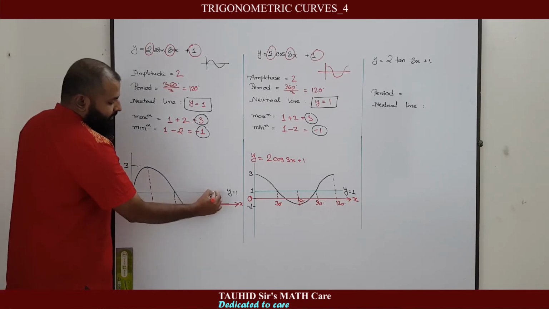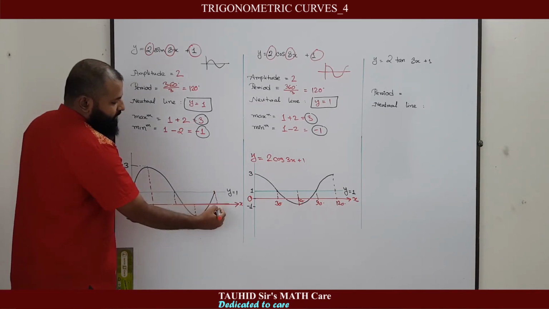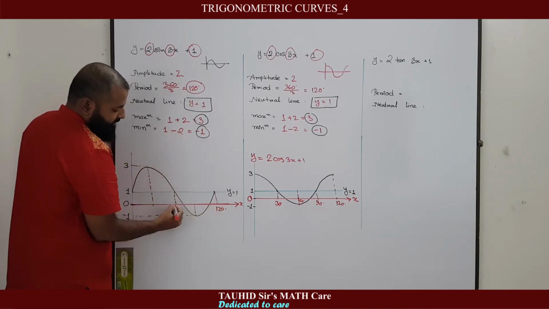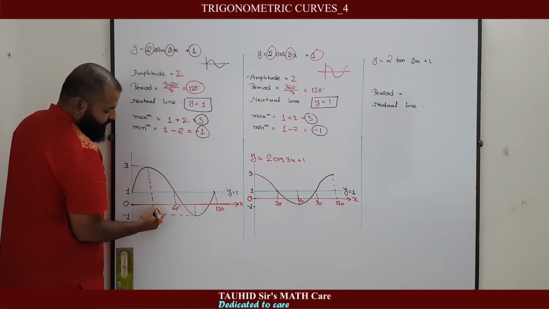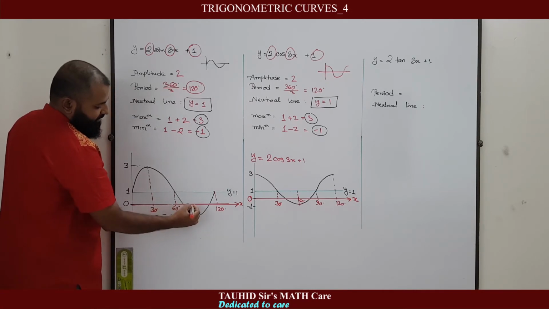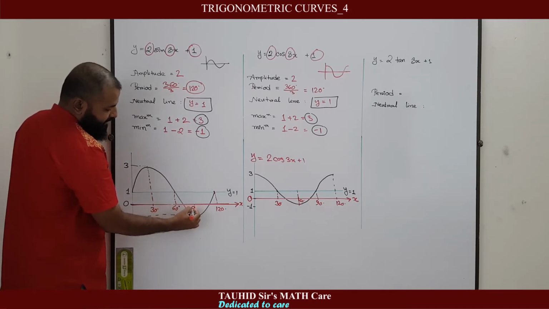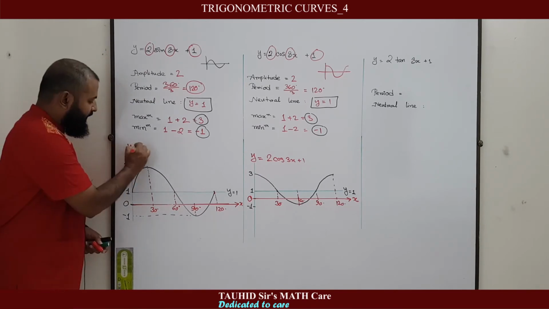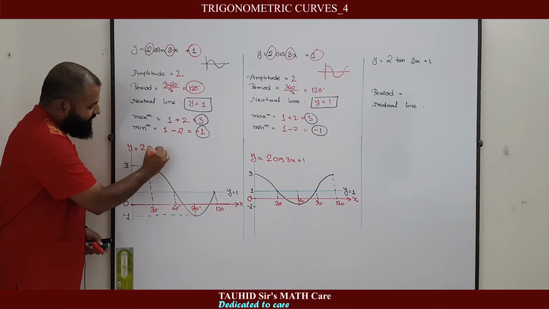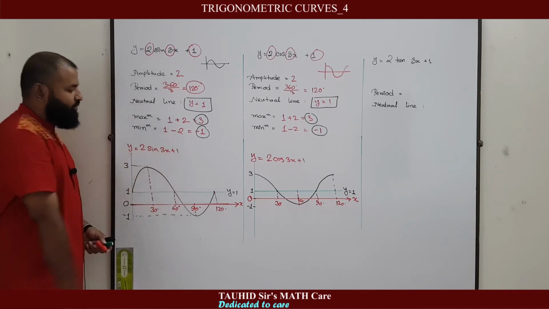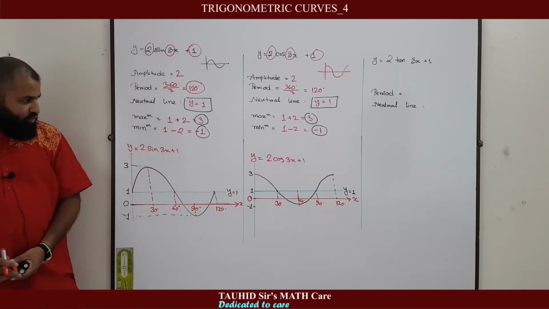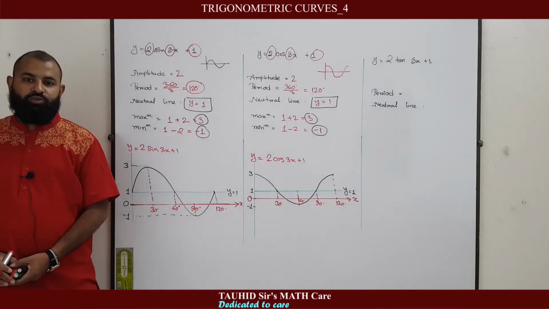So the end point here will be the period, that means 120. The half of 120 is 60 degrees, half of 60 is 30 degrees, this one is 90 degrees. So this shape is y equal to 2 sin 3x plus 1. And this one is y equal to 2 cos 3x plus 1.